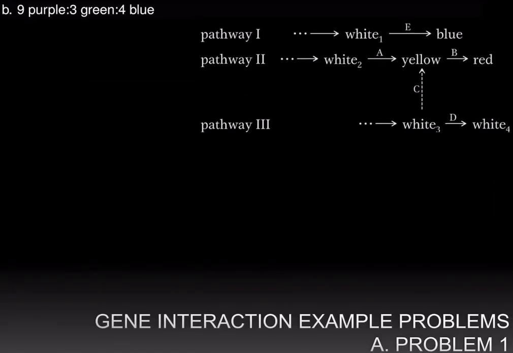In the next part of the problem, we have a modified ratio of 9 purple is to 3 green is to 4 blue. The first thing to notice here is that the blue pigment is always there, since purple is blue plus red, green is blue plus yellow, and blue is blue plus white.